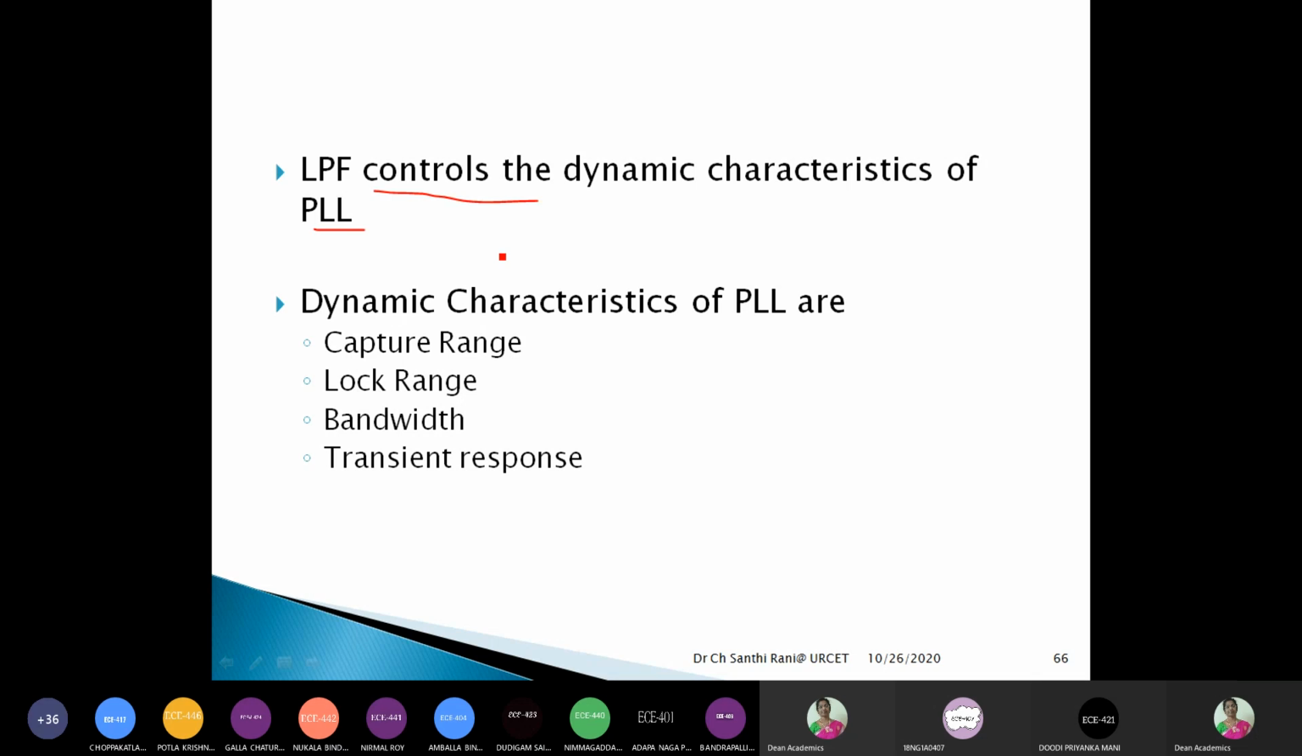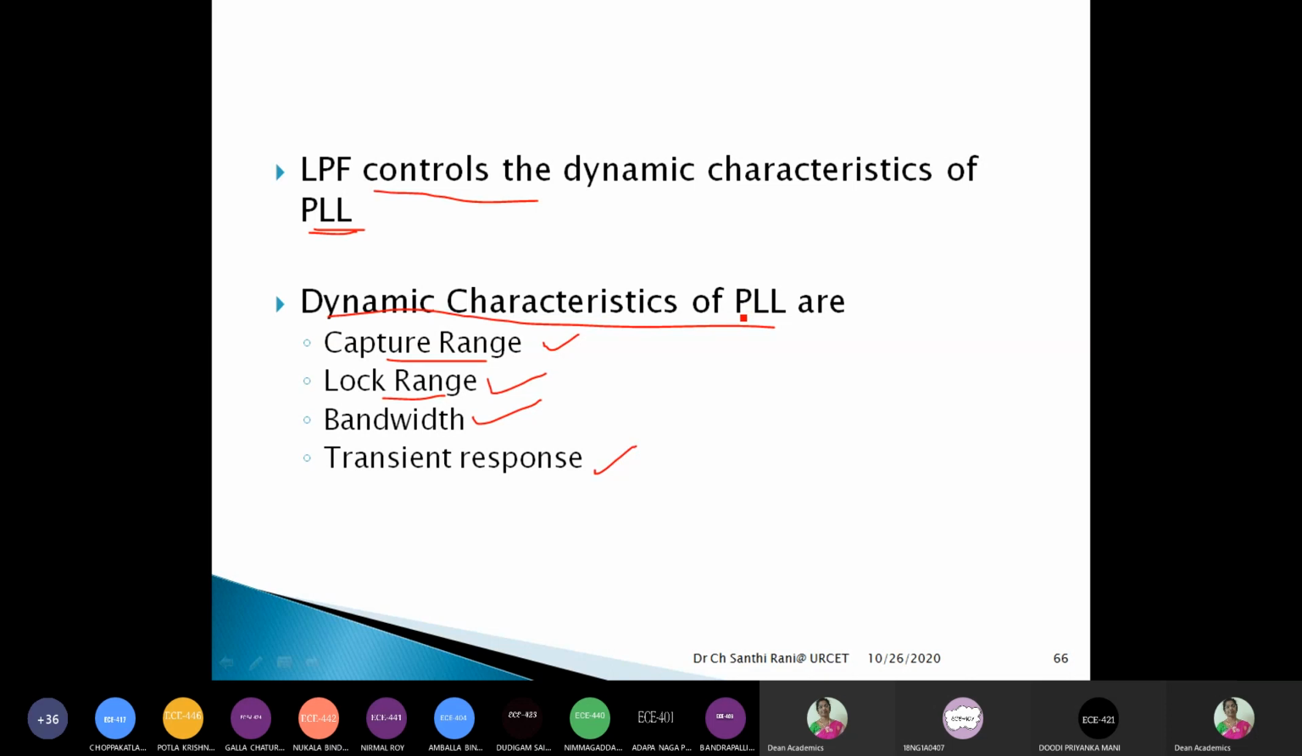So this low pass filter controls the dynamic characteristics of the phase locked loop. Then what are the dynamic characteristics? Means the capture range, the lock range, bandwidth of the PLL, and transient response. So here we have to know what is the capture range and what is the lock range.